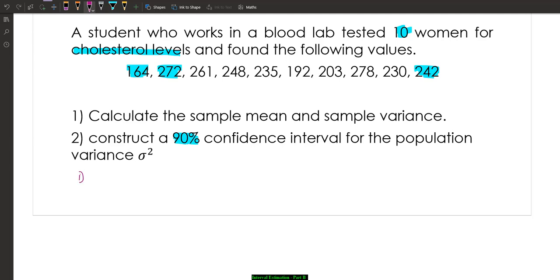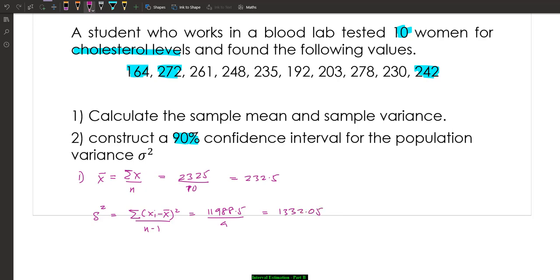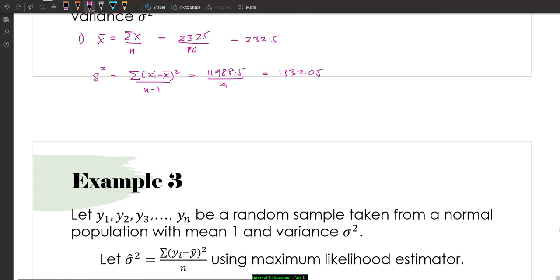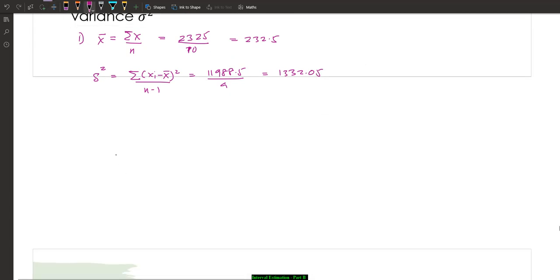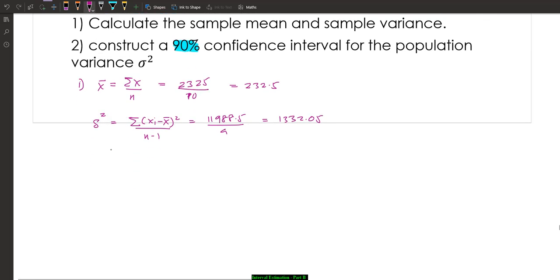So the first one, the sample mean should be equal to summation of x divided by n. So this one should be 2325 divided by 10. We have only 10, right? So this is going to lead us to 232.5. And sample variance is equal to summation of xi minus x bar squared divided by n minus 1. So this one should be 11988.5 divided by 9. So this is 1332.05.